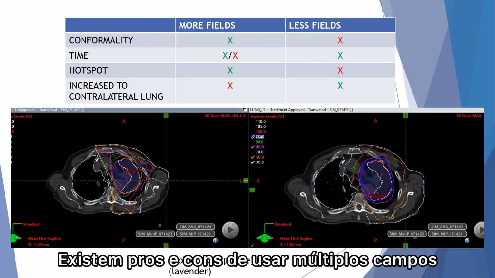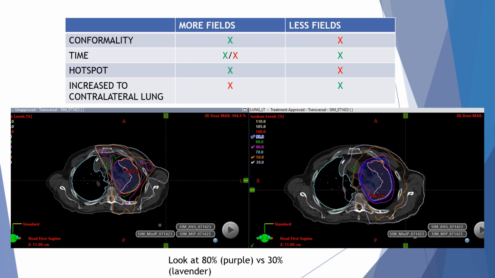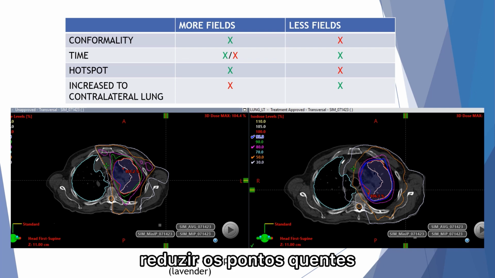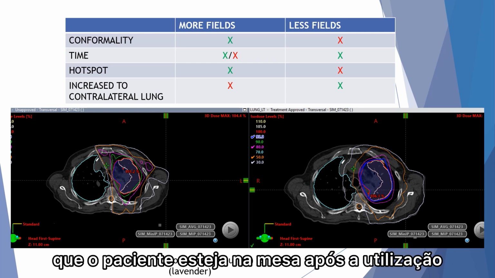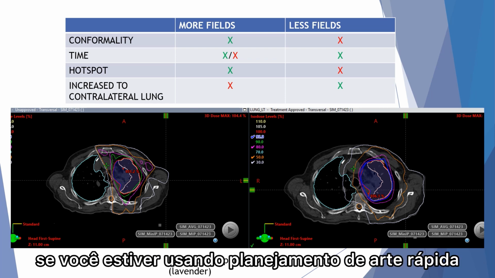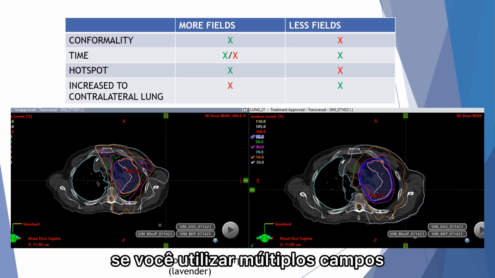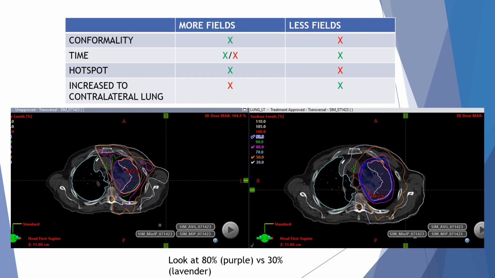There are pros and cons using multiple fields during lung IMRT planning. Having more fields can increase the conformality and reduce hotspots. However, there can be added time for the patient to be on the table should you use static IMRT beams. This can be mitigated if you are using RapidArc planning. One thing to note, if you were to use multiple fields, there is a chance for increased dose to other organs at risk, such as lung, heart, and spinal cord.